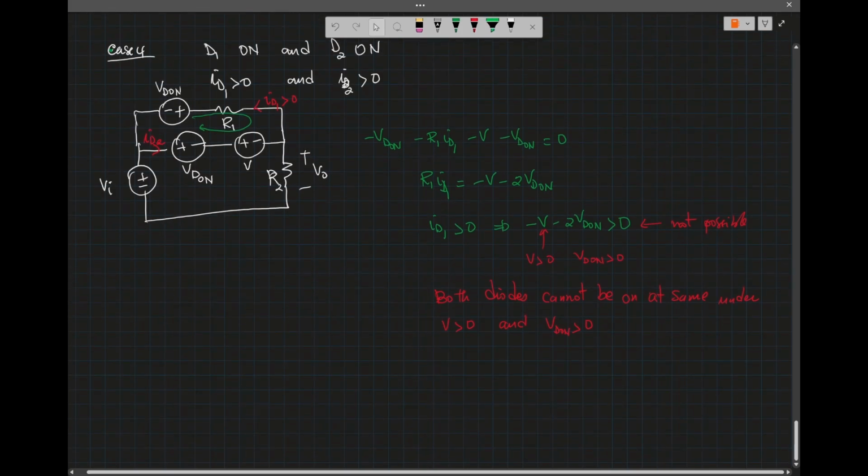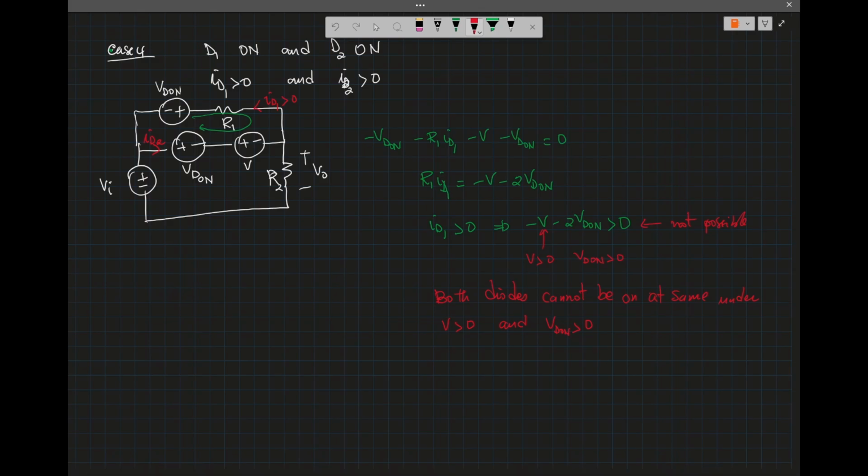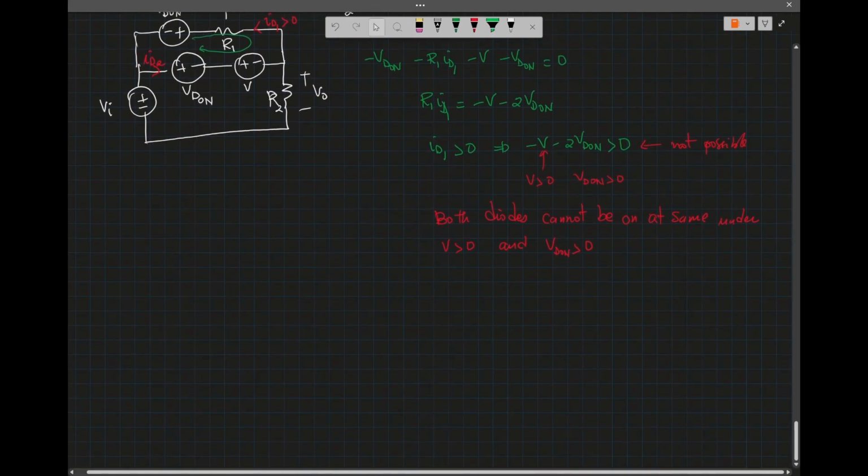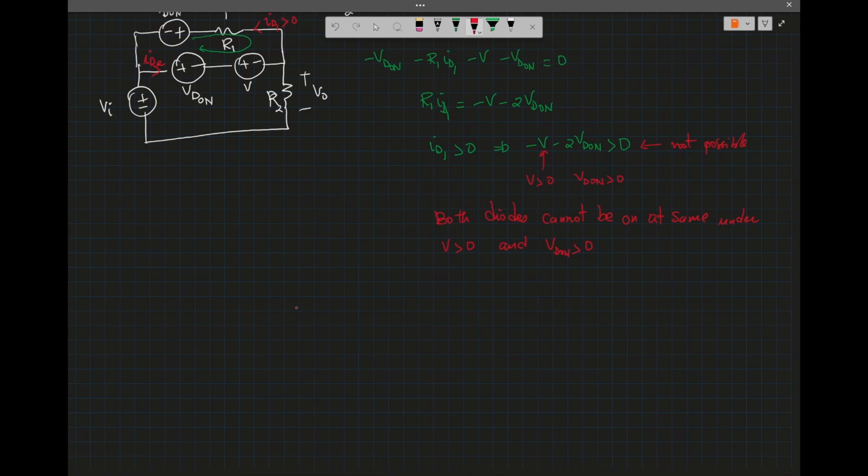So in that case, both diodes cannot be on at the same time. So one should be on, the other one is off, and vice versa. Okay, so both of them are off, which under that condition, then V0 equal to VI. So let's recap.